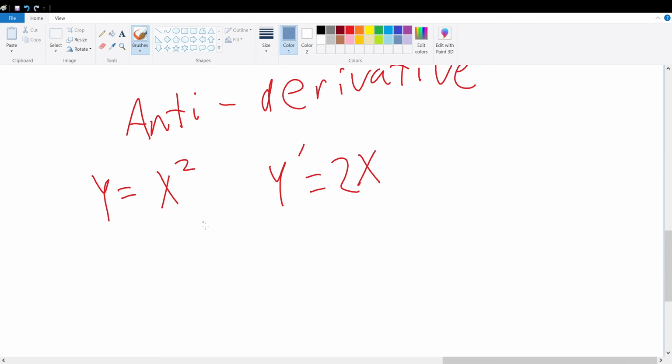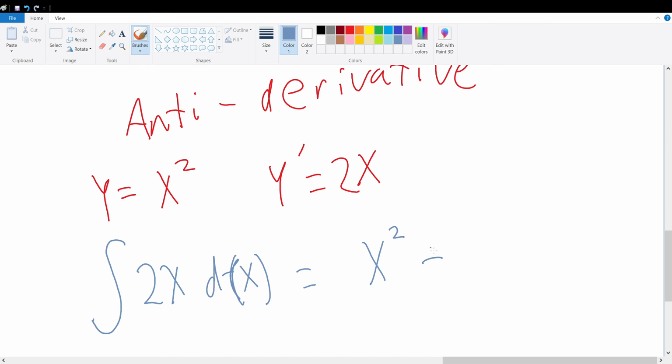So you represent integral with this elongated s, summa symbol. And then if you have, let's say, 2x in here and want to take the integral of that, with dx, with respect to x, since you're taking that for x, the answer will be x squared plus c.